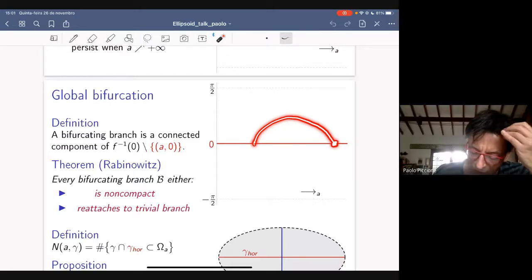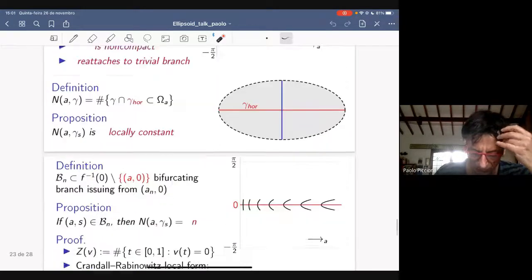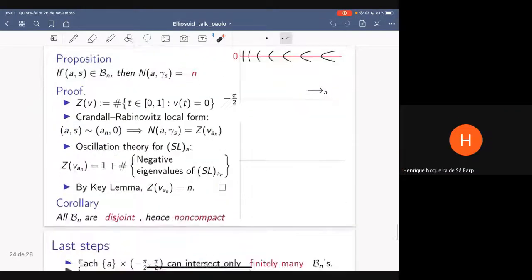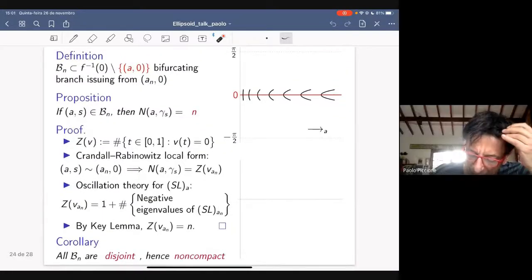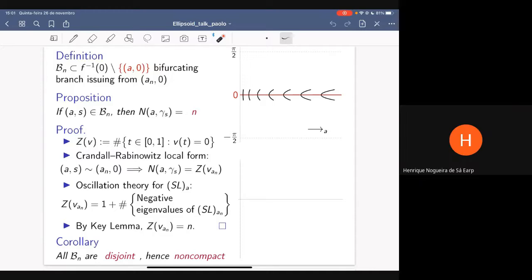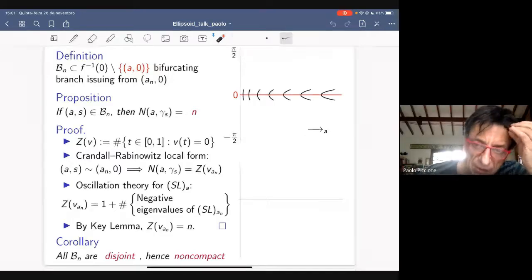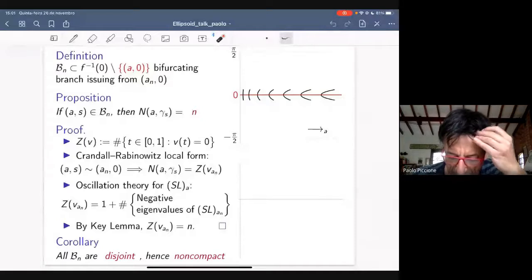And the way we exclude this case, let me see, is because Paulo, yeah. Just real quick, we may have to manage the time though. Yeah, let me try and finish in 2 minutes then.